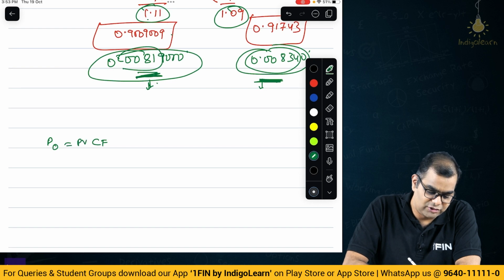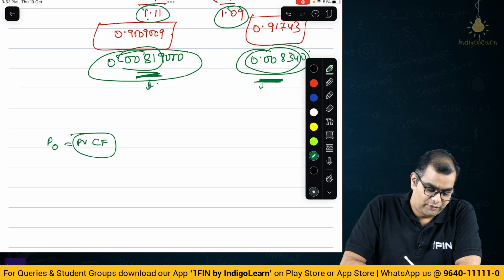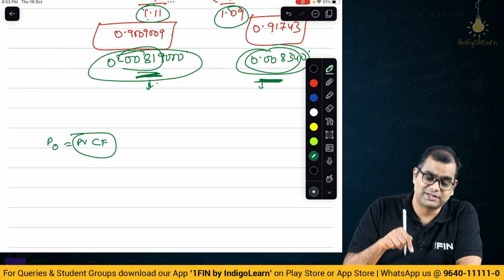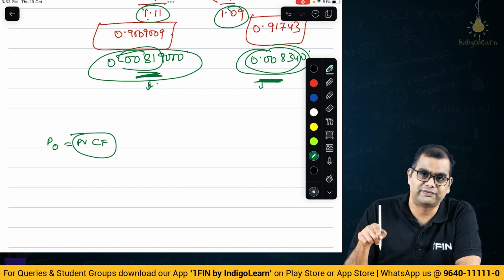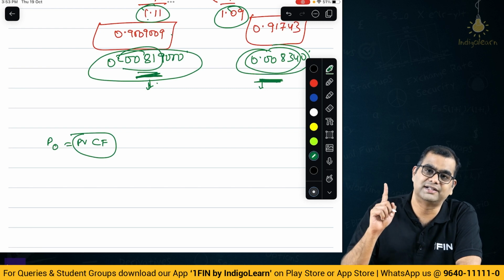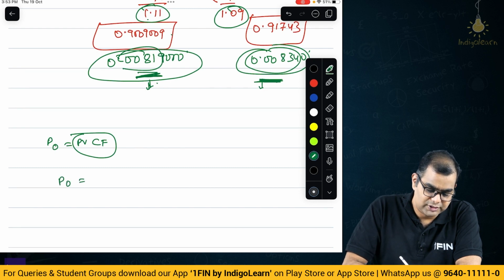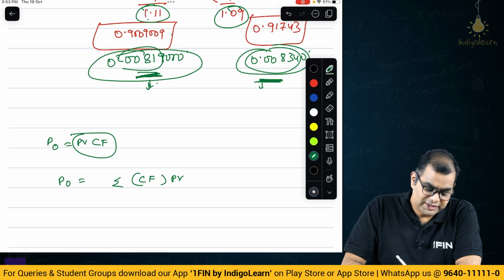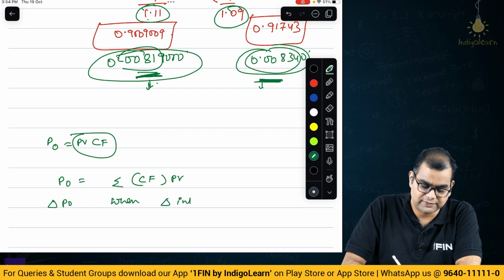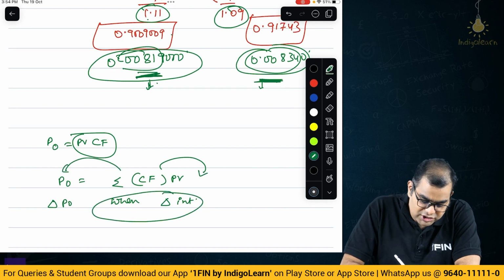P0 is equal to present value of cash flows, correct? If you go back to your derivatives chapter, not this derivatives, not put, call, option, forward, future, I am referring to mathematics, derivative, calculus, differentiation chapter, where P0 is equal to sigma cash flow present value. Okay. What is the change in price, delta P0, when there is a small change in interest rate? So, here there is a change which leads to a change here.